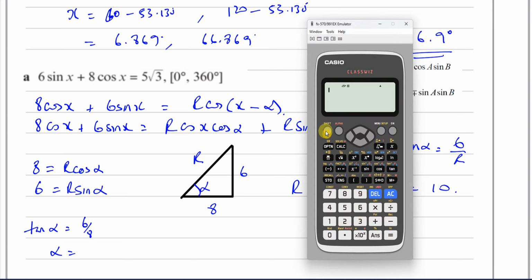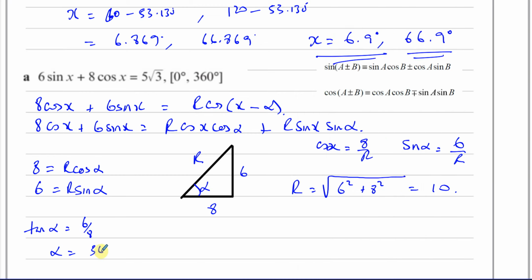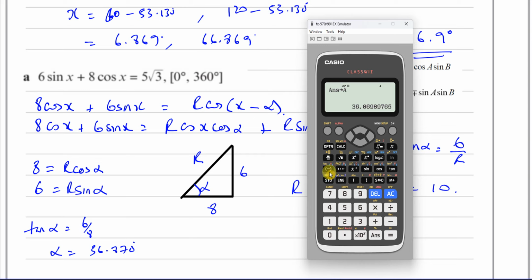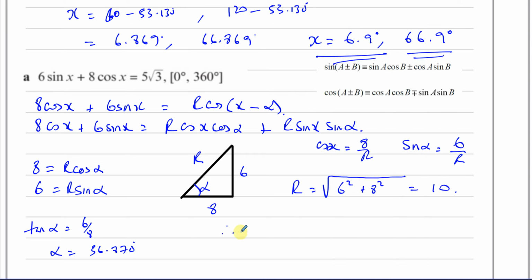So it will be a different answer for the value of alpha, but the final answer, the solutions to the equation, should be exactly the same. So that gives us 36.870. I'm going to just store this on the calculator. All right, so that's alpha. So therefore we can say that 8 cosine x plus 6 sine x is equivalent to 10 times the cosine, this time, of x minus 36.870. And then we can use this to solve the equation.